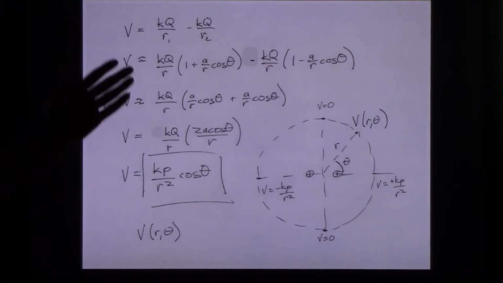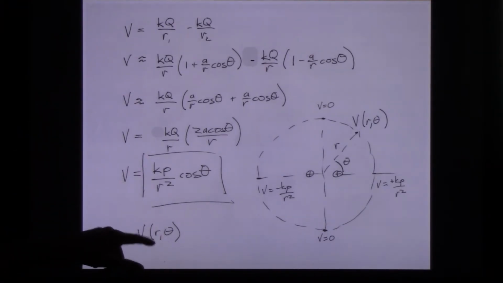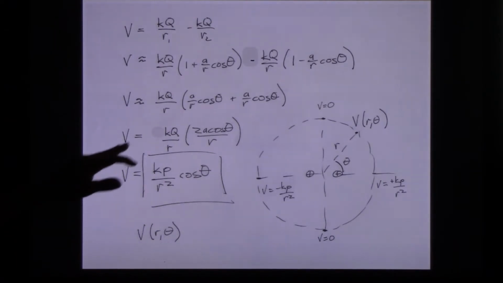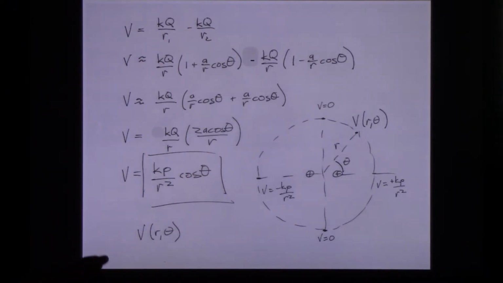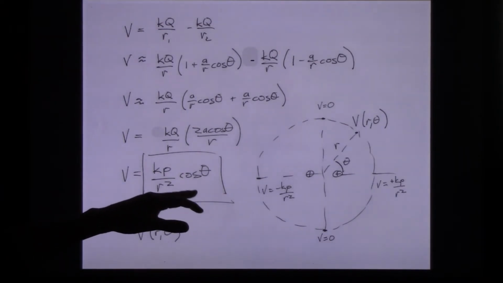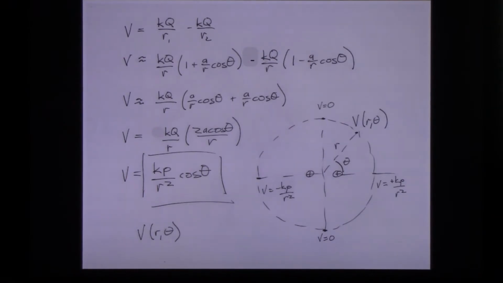And now I've switched back into polar coordinates again. So I've gone from polar to rectangular to polar to rectangular back to polar, and this is a handy way to represent our approximate formula for anywhere in space. As long as we don't get too close to the dipole, this is going to be a useful formula for us. Now it makes some predictions here.